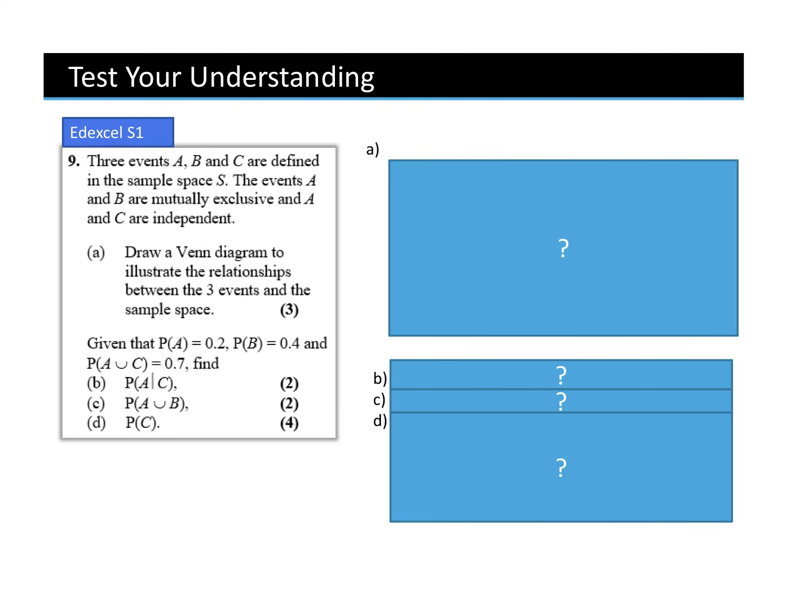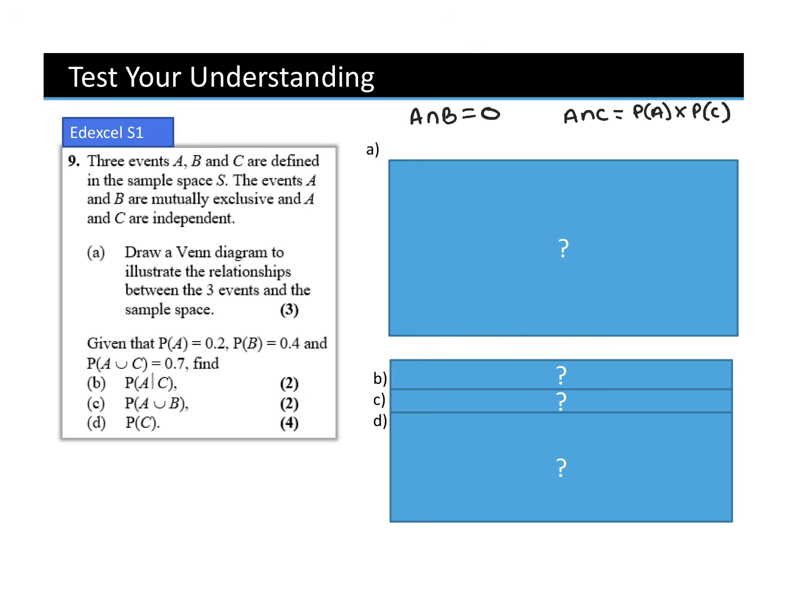Right, everyone, test your understanding. Off you go. So, 3 events A, B, and C are defined in the sample space S. The events A and B are mutually exclusive. That means that A intersection B equals 0. They're mutually exclusive. They don't even interact. A and C are independent. So that means A intersection C equals the probability of A multiplied by the probability of C. This is what we get from here.